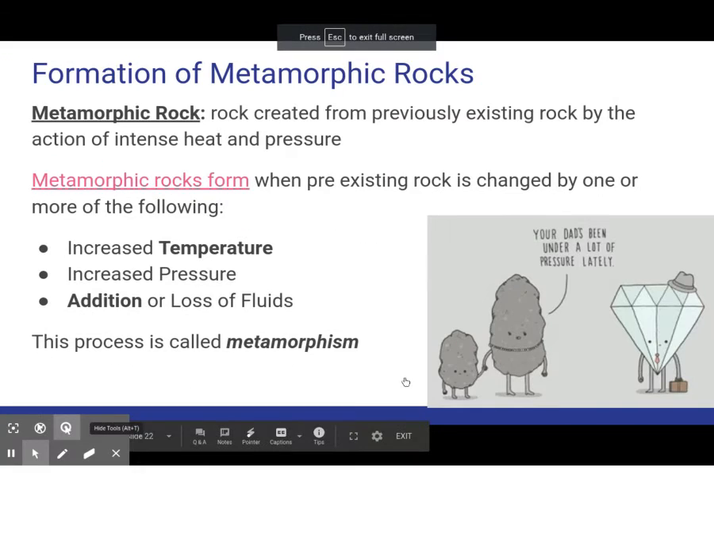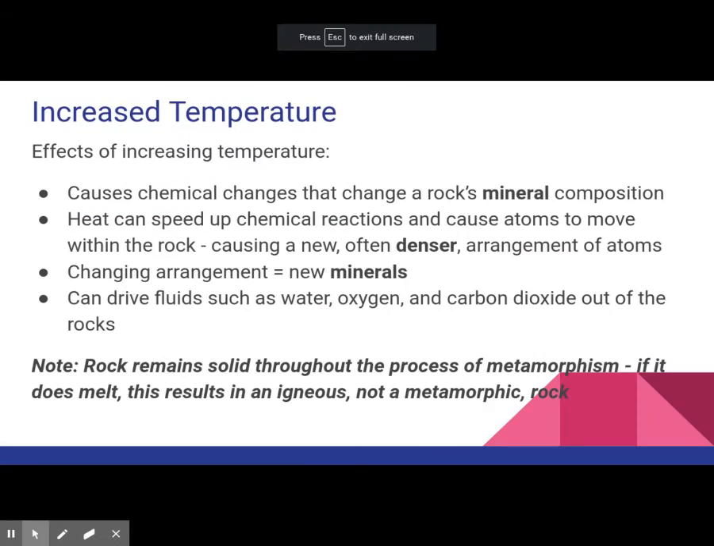All right, so metamorphism means to change. I talked a little bit about how that can happen. All right, so we're going to go through each of these variables. So the first variable is temperature. So if we increase temperature, the deeper we go in the earth, the hotter it is. Some of the effects of increasing temperature are the following.